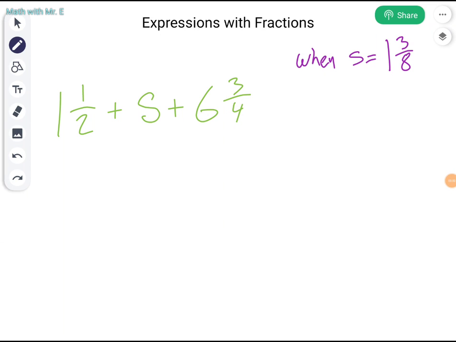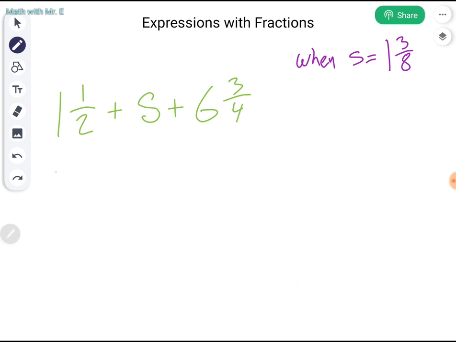Alright, we're going to practice working with some algebraic expressions that involve fractions. So here we've got an example. We've got 1 1/2 plus s plus 6 3/4 when s equals 1 3/8. So we're going to evaluate this expression when s equals 1 3/8.